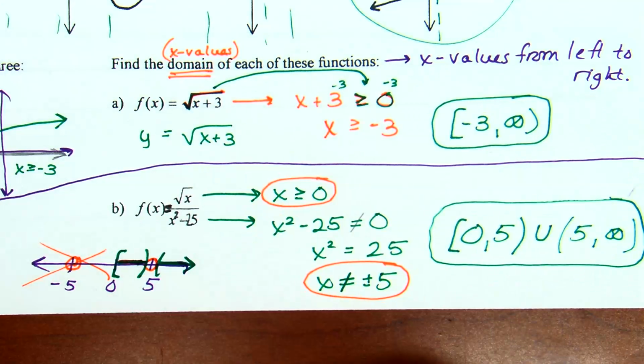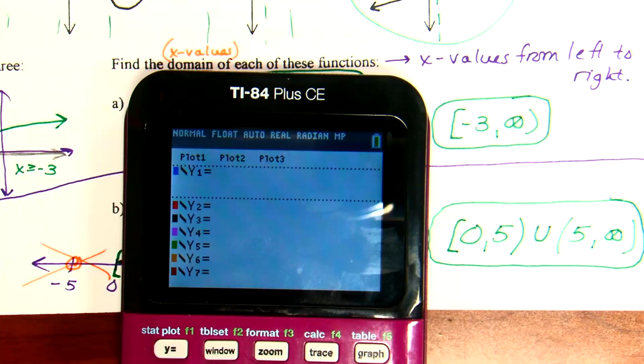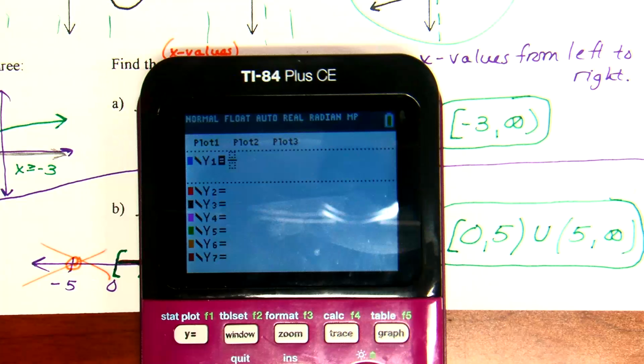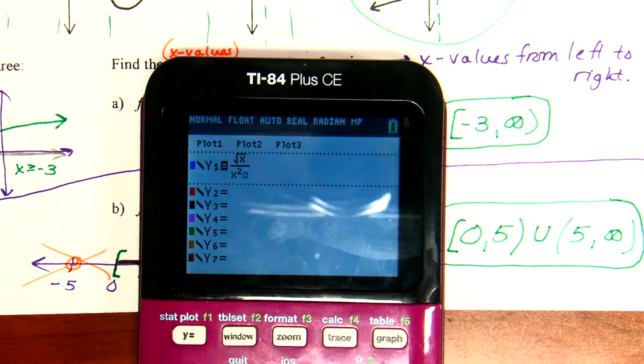Okay, let's graph this, just because I want you to try and see the connection, because sometimes the algebra is not as easy. So if I graph this, I'm going to do a fraction: square root of x divided by x squared minus 25.